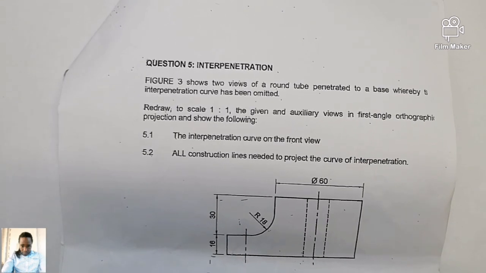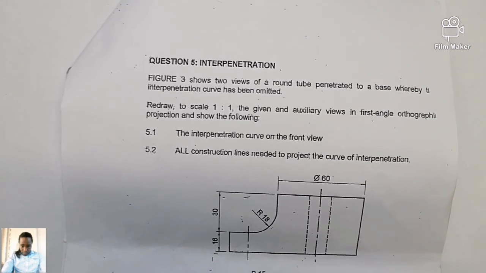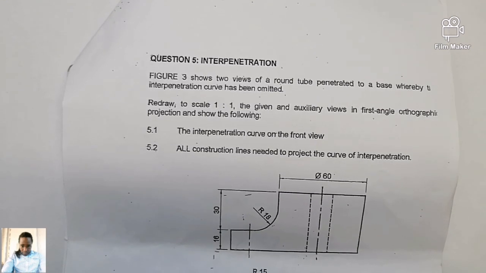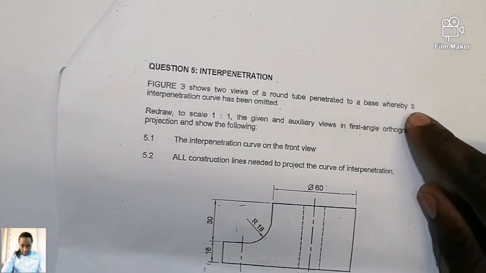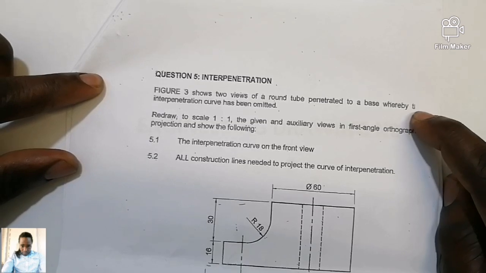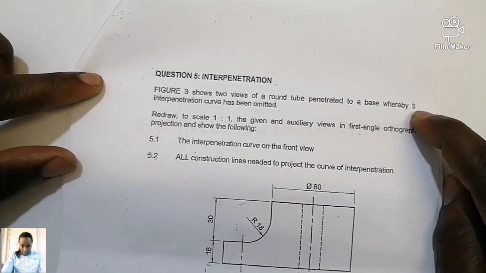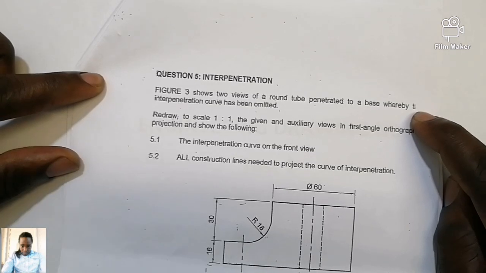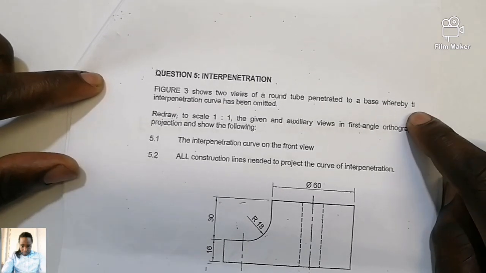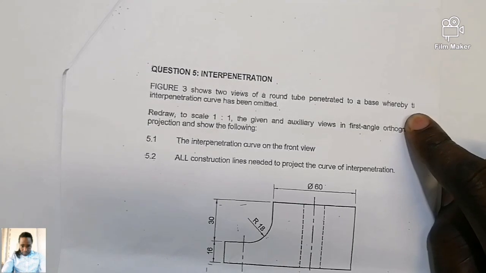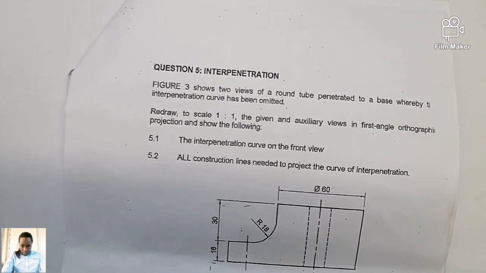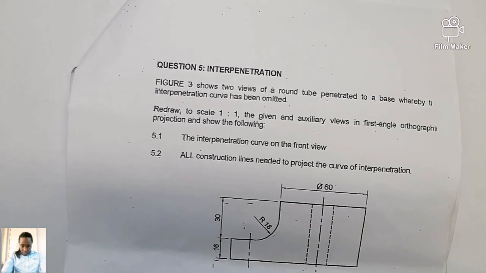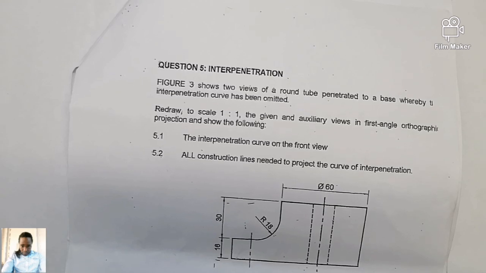Figure 3 shows two views of a round tube penetrated to a base, whereby its interpenetration curve has been omitted. I think that is what they were saying. This is a copy where I don't know the date of the previous question paper; I just took this one from the storeroom. I think it was a previous test or something like that.